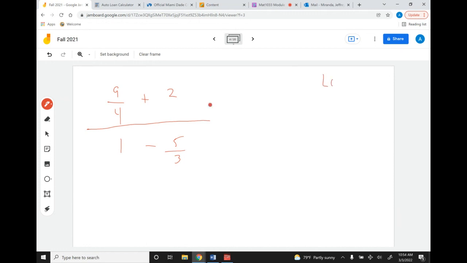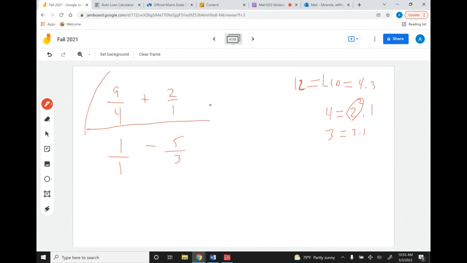Look at the denominators. What is the LCD? The denominators are basically 4, 1, 1, and 3. So basically you're doing 4 times 3. So I need to pick all different factors. In this case, it's 12. Okay, my LCD is 12.